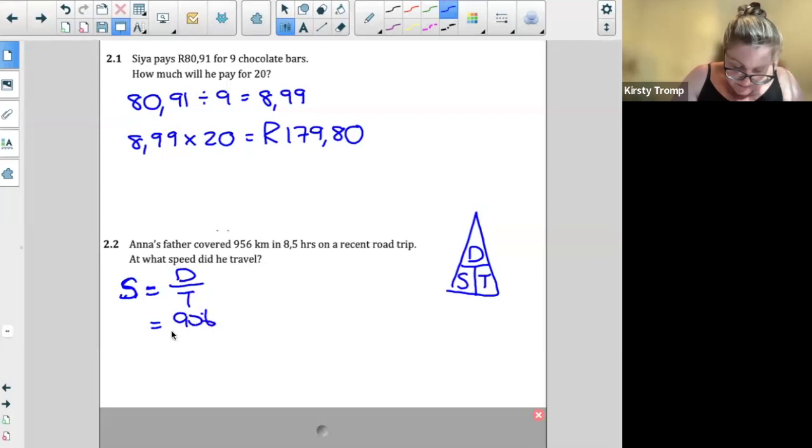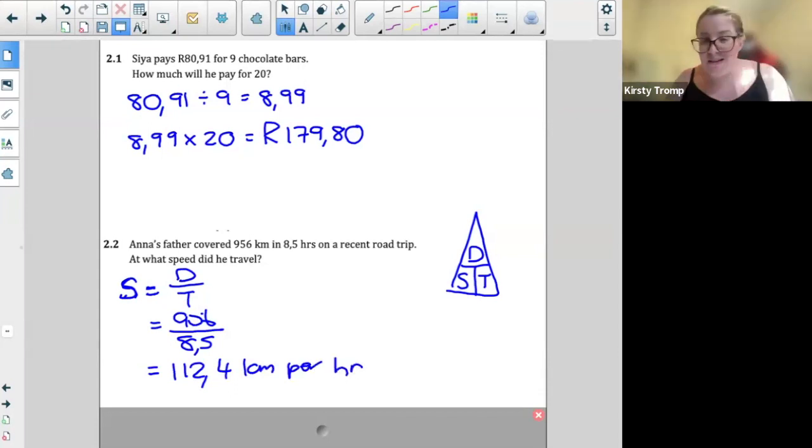So you're going to say 956 divided by 8,5, which gives you 112,4. 112,4. Yes, ma'am. Kilometers per hour. That's it. Well done, Itandile. That's perfect. Thank you, ma'am. That's well done.